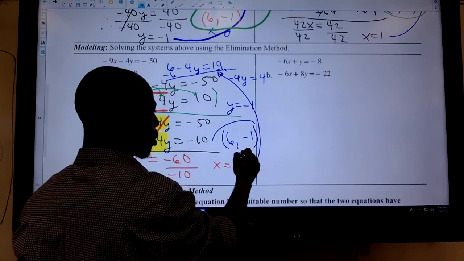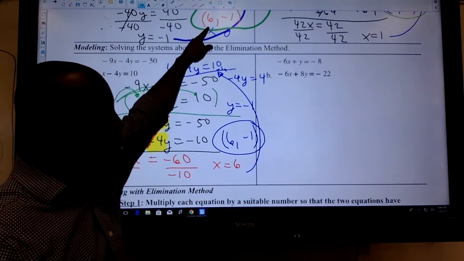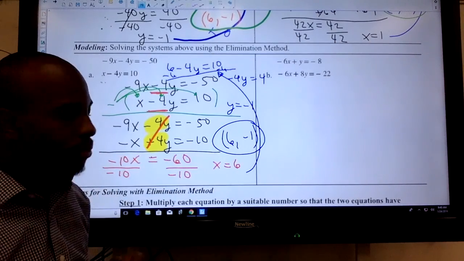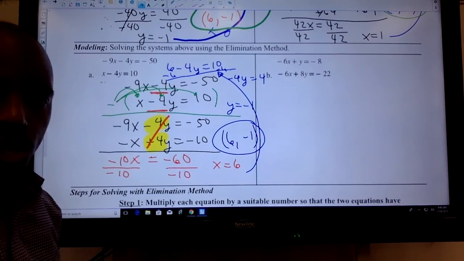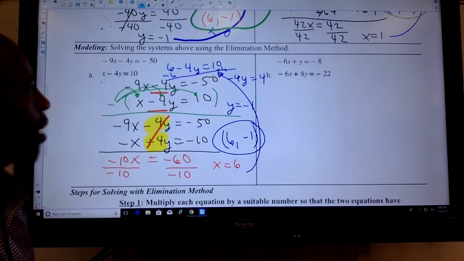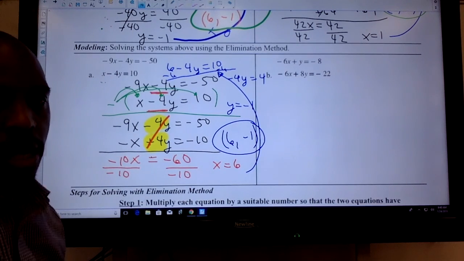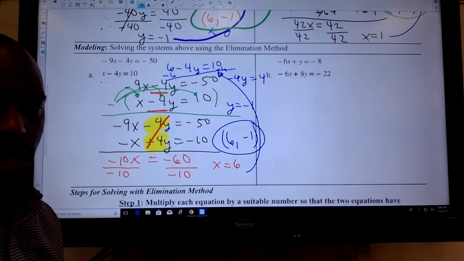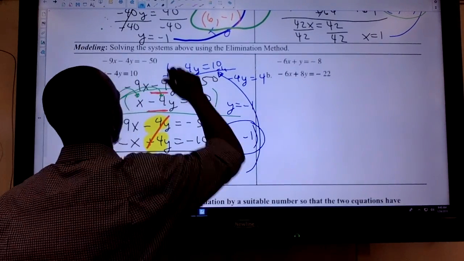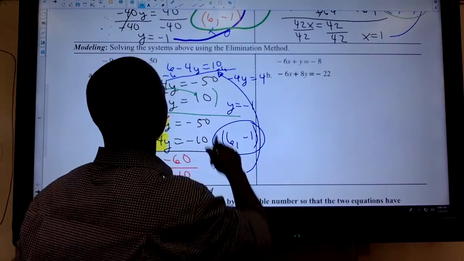Is that the same solution we got up top on the first one? Yes, it is. They both are the same: 6, negative 1. So you should end up getting the same solution. It wouldn't change the solution if you use either method. With this method, your goal is to cancel out a variable, either cancel out the y's or cancel out the x's. Let me do one more with you, okay?